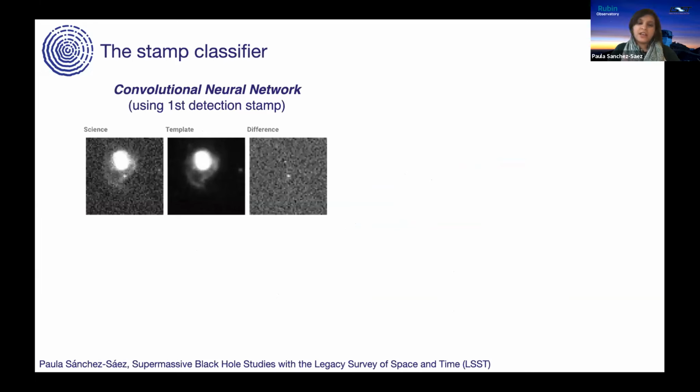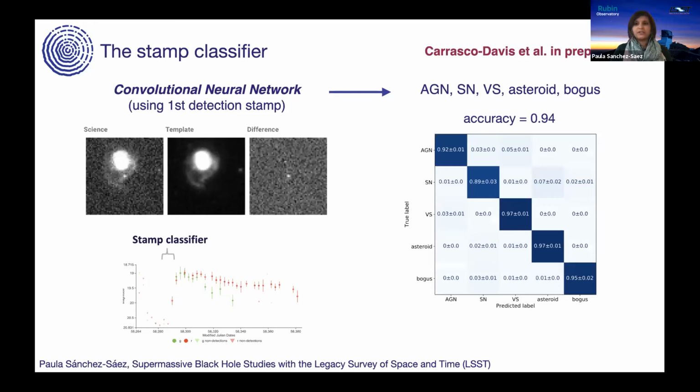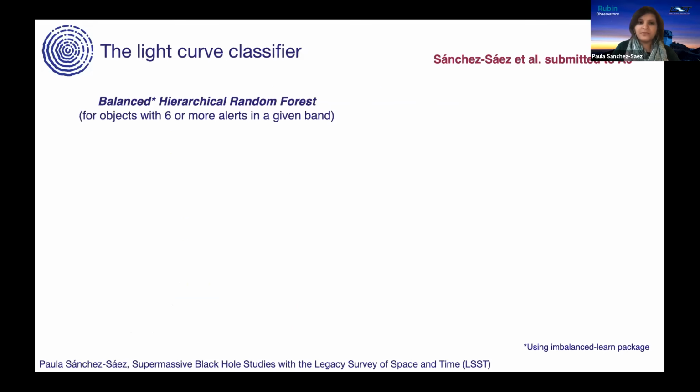So the stamp classifier is a model that classifies the sources when a new detection is observed for a given object. So whenever a source is observed for the first time, we classify the source using this classifier that uses a convolutional neural network implemented in the science image, the template, and the difference image. So this is very useful to classify early targets. And we are using now this model to classify AGNs, supernovae, variable stars, asteroids, and bogus. But all this machinery is constructed in a way that is optimized to classify supernovae. So the idea of this model is to detect young supernovae in very early stages and perform a rapid follow-up of them.